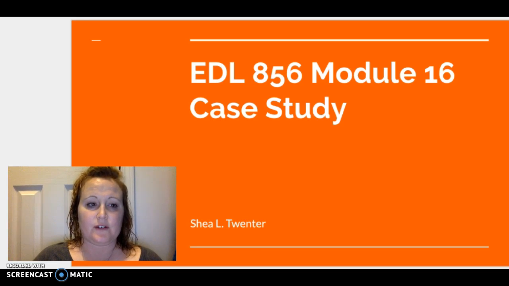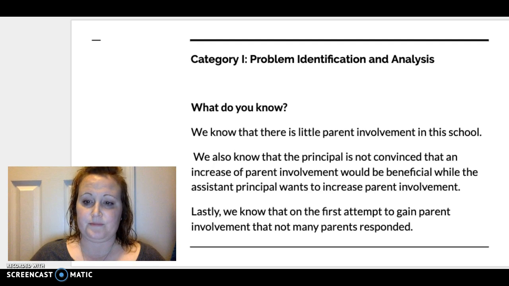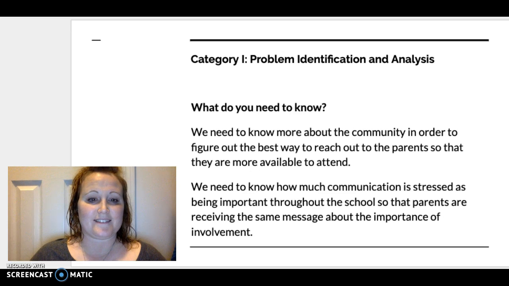So the first category was identifying the problem. What we know is three things. We know that there is little parent involvement in the school. We also know that the principal is not convinced that an increase of parent involvement would be beneficial, while the assistant principal wants to increase parent involvement. Lastly, we know that the first attempt to gain parent involvement, not very many parents responded.